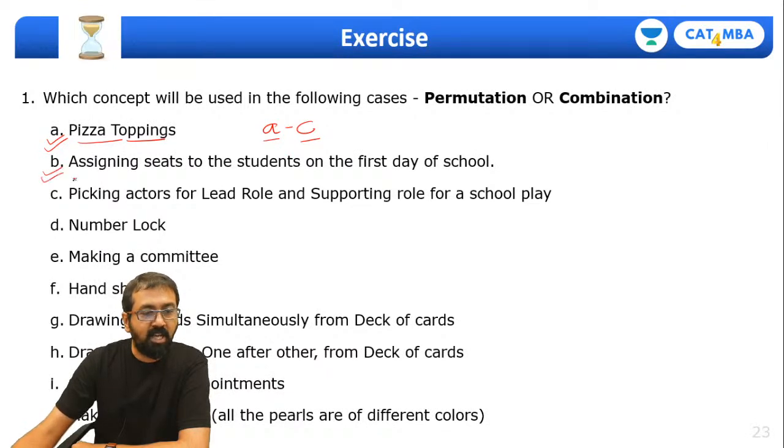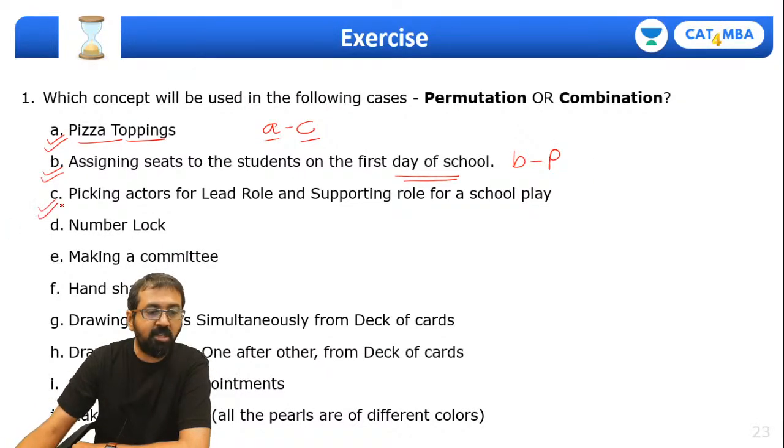What about B? Assigning seats to the students on the first day of the school. Is it permutation or combination? For B, what answer will you enter? P or C? Enter your answer over there in the chat box. Correct, it's permutation, everyone, because it's an arrangement, a sitting arrangement, right?